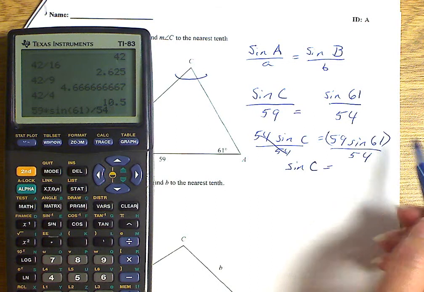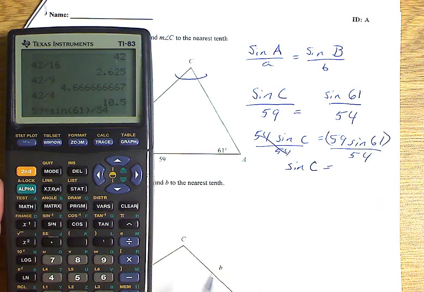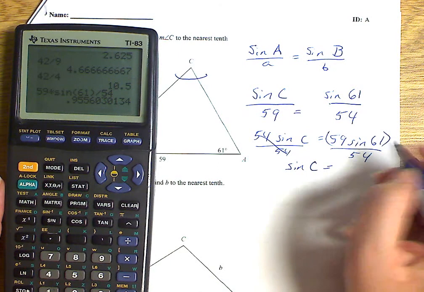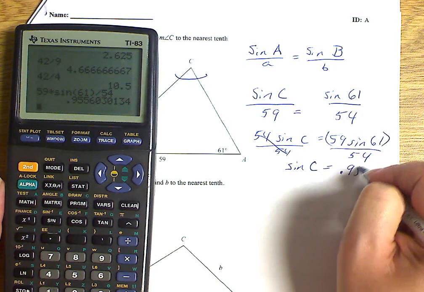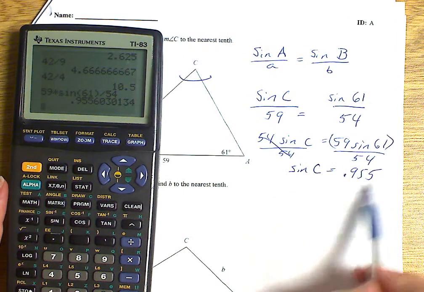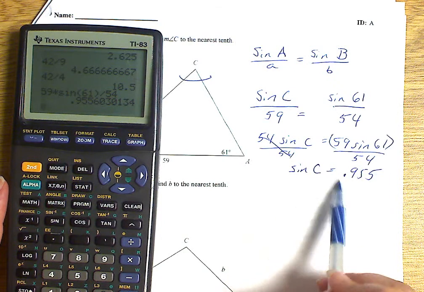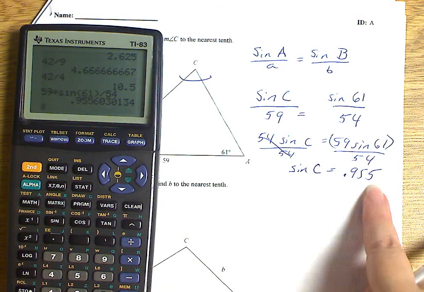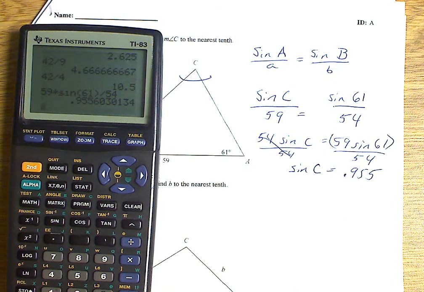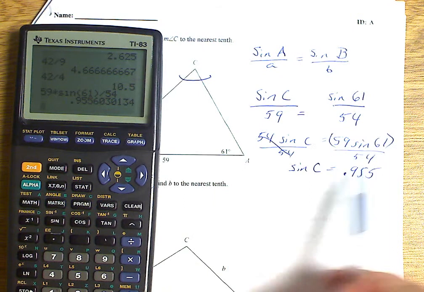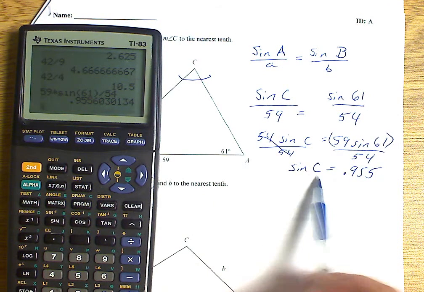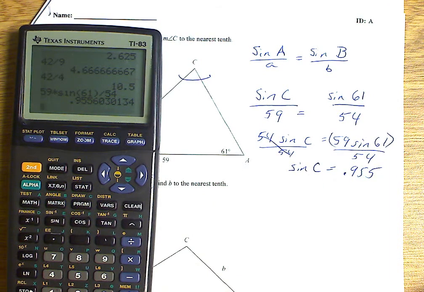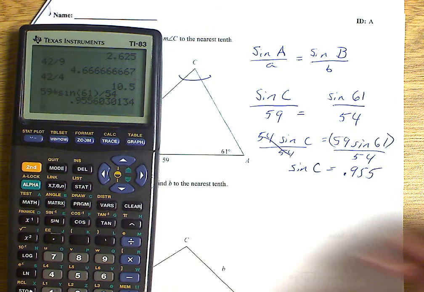Okay. So I got 0.955. Is that the angle? Nope, this is the sine of the angle. Hopefully you remember your sine has to go between -1 and 1. So this number, if you did it right, should be between -1 and 1 at all times. How do I find the angle here? How do I solve for an angle? The inverse. So I go sine inverse.